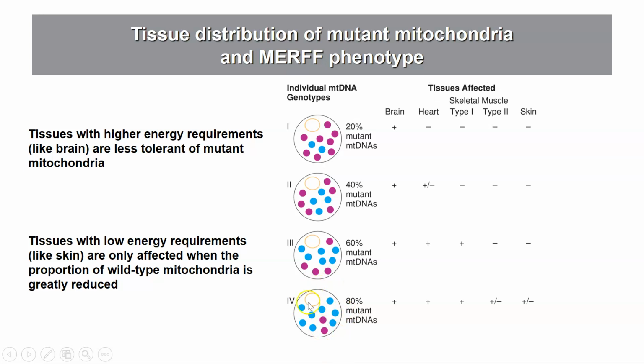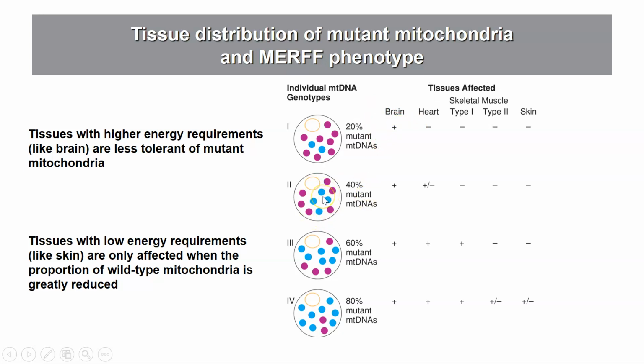Okay, so in this individual, 20% of the mitochondria have mutant DNA, 80% wild type. Here, 40% mutant, 60% wild type, right? So this is increasing percentage of mutant mitochondria. At low levels of mutant mitochondria, only 20%, individuals with that type of heteroplasmy typically only show symptoms in the central nervous system, the brain. So that would be the myoclonic epilepsy.